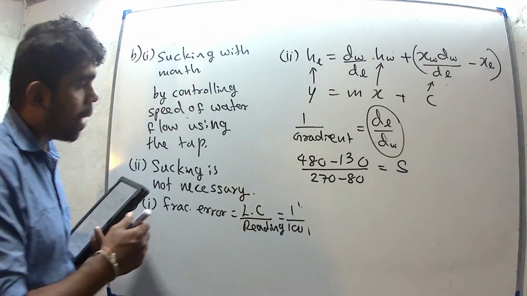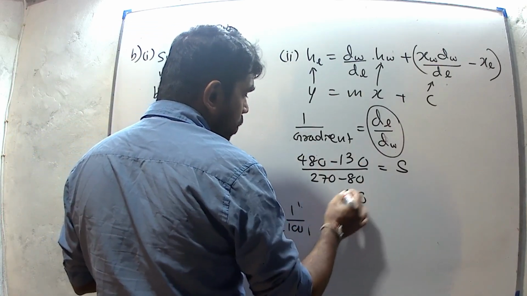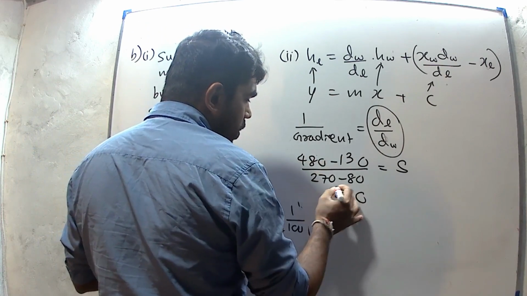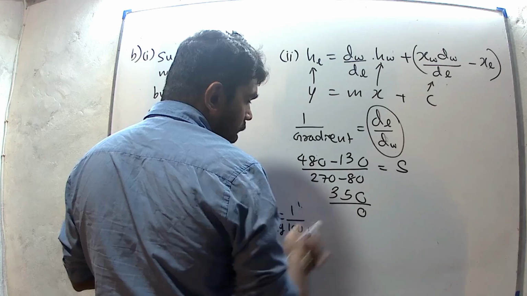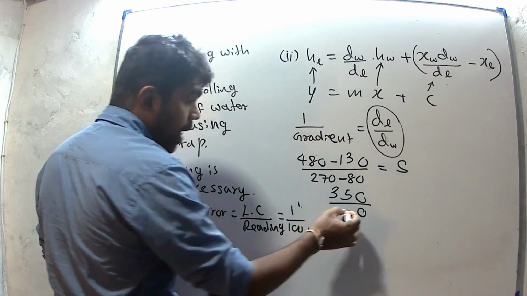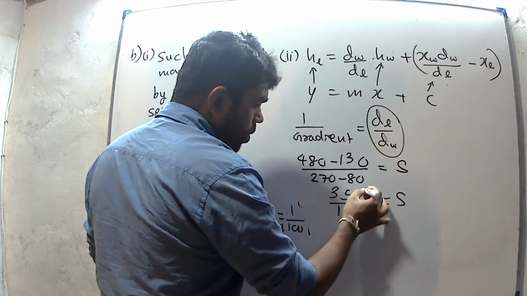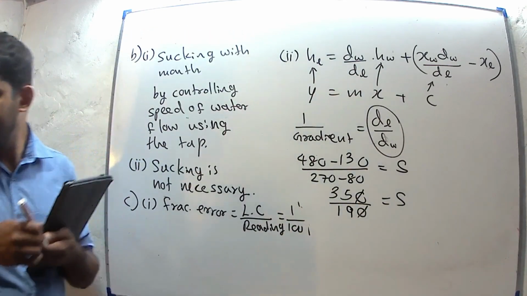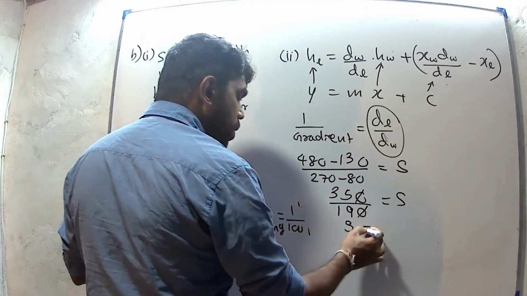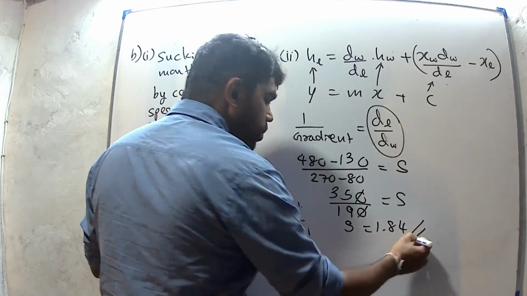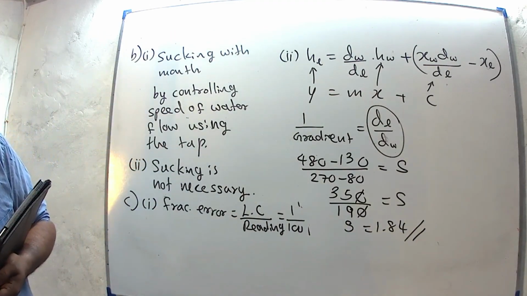Then we can subtract: 480 minus 130 is 350, and 270 minus 80 is 190. Now we get 35/19, which is approximately 1.84, the specific gravity or relative density of the sulfuric acid.